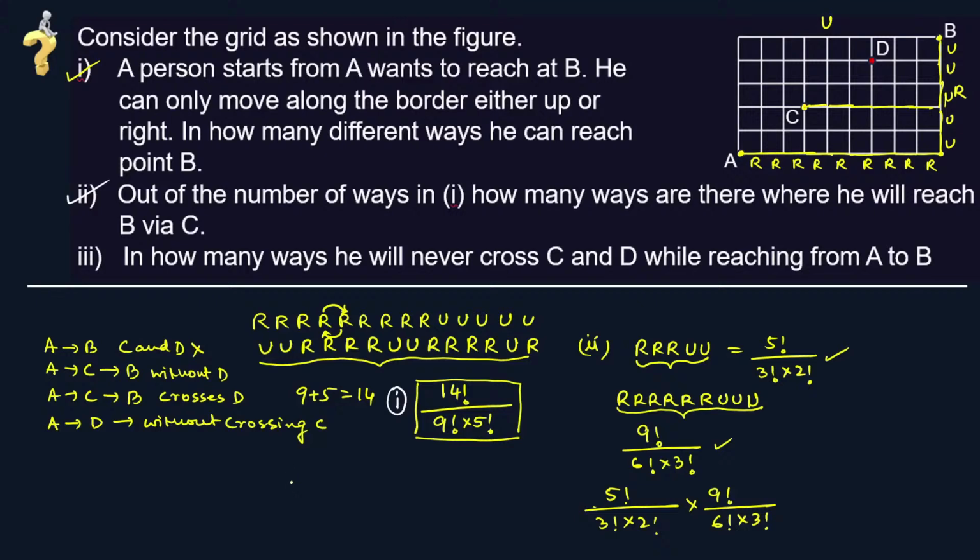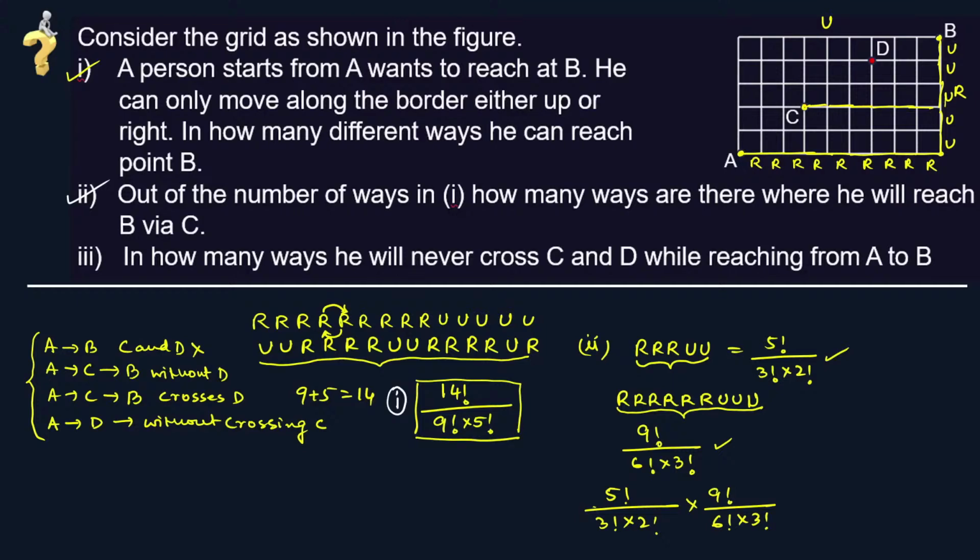That can be another option. So these are the 4 options that are available to us if the person wants to reach from point A to point B, and whatever condition is given that he can move only up and right. Okay, so these are the only conditions. Now the question is, he never crosses C and D.